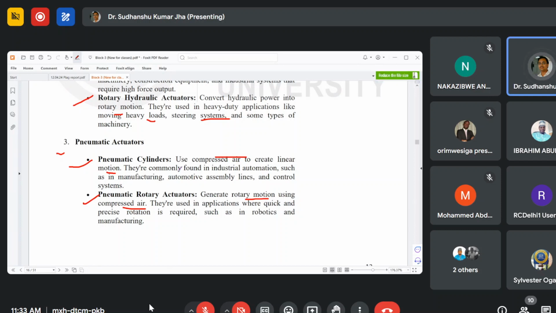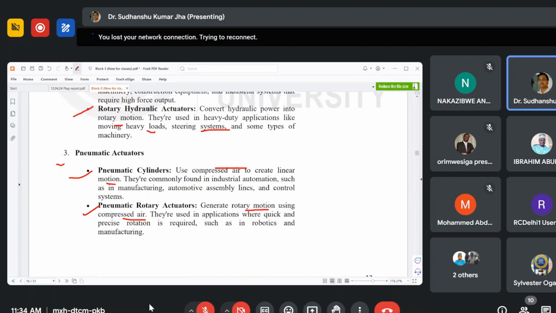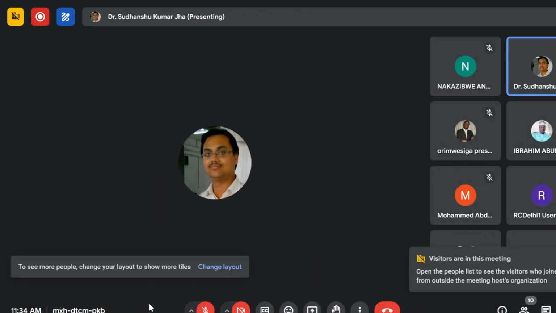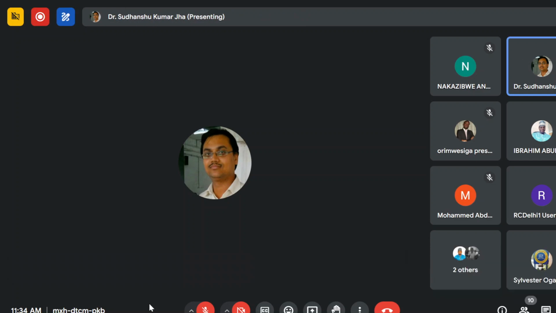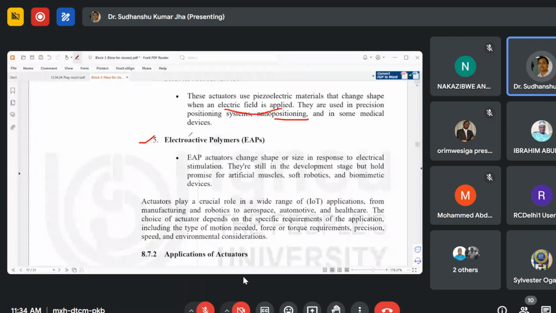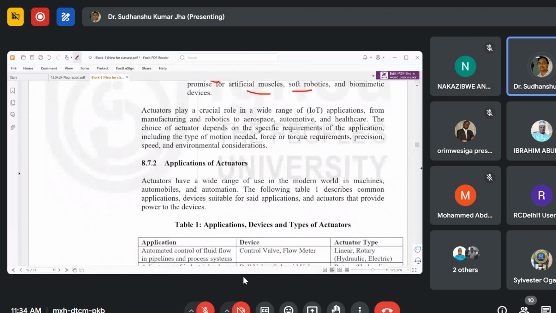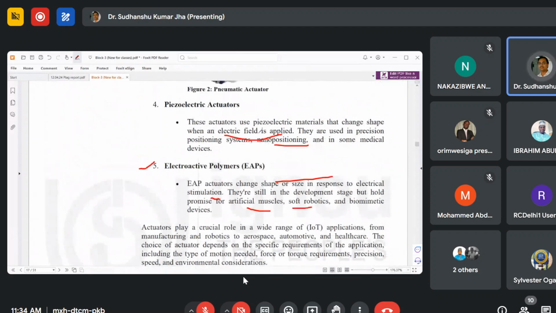So just like that, we have various kinds of sensors. As soon as there is something, it will start rotating. So positioning in the nano positioning sector. Electroactive polymers basically change their shape or size in response to electrical signals. So they are being used in artificial muscles, soft robotics, biometric devices, etc. So we have various kinds of actuators as well.